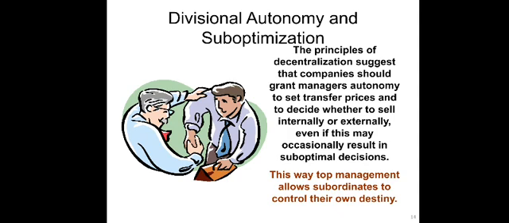So when a company applies the principle of decentralization, the company will allow the managers to negotiate. Sometimes the negotiation will result in suboptimal decisions. Sometimes the decision is good. Sometimes the decision is not very good. But using the principle of decentralization, the good thing is the top management allows subordinates or the lower level managers to control their own destiny. They make decisions, and if they make good decisions, then they are happy. If they make not good decisions, then they have to be responsible for what they are doing.